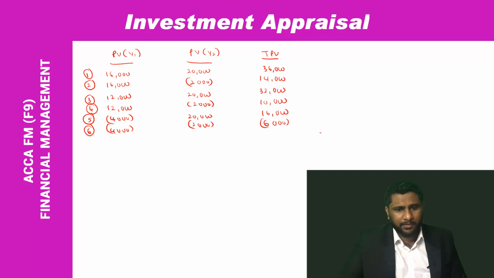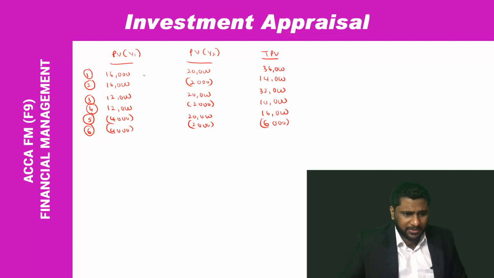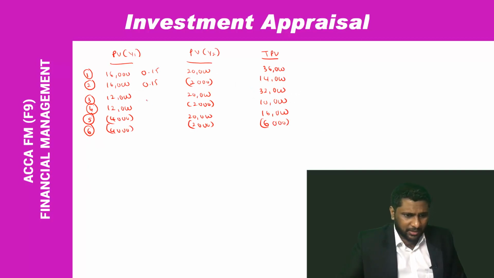Okay. So next what you have to do is, you have to calculate something called joint probabilities. So let's calculate the joint probabilities for this question. What's the chance of getting that 16,000? It is 15%, 0.15. What's the chance of getting this 12,000? It is 60% or 0.6.